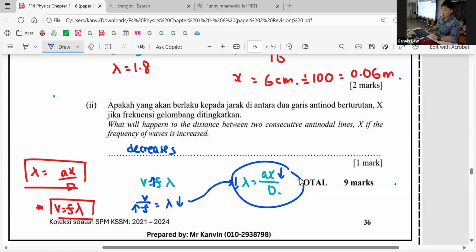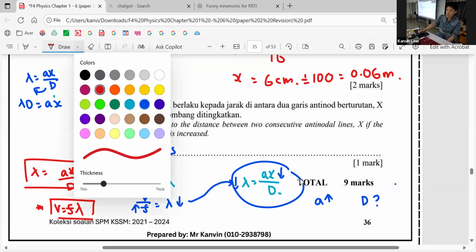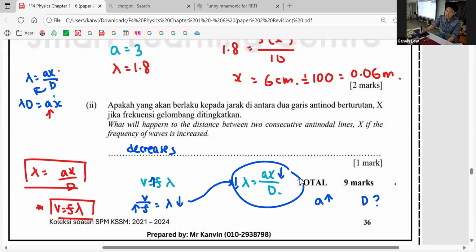Let me give you another example. For example, if my a increases, what happens to my big D? You see, lambda equals ax over d. I move the d to the left: lambda d equals ax. So students, based on what I tell you here, if this value becomes larger, what happens to my big D? It will become larger as well.